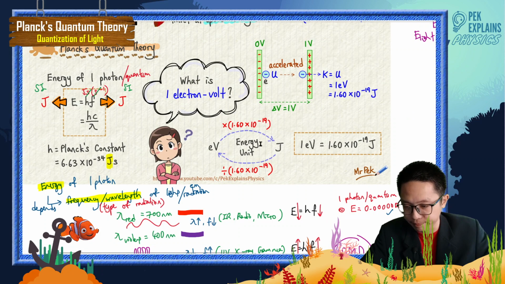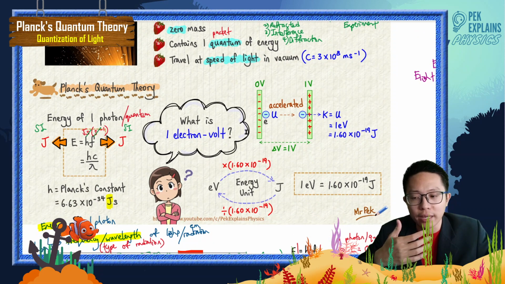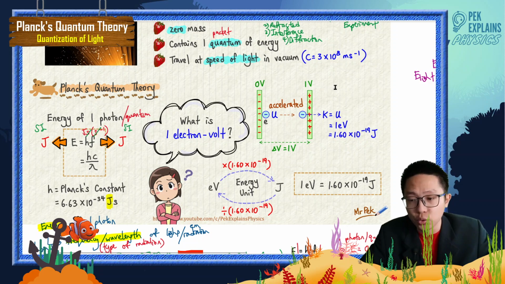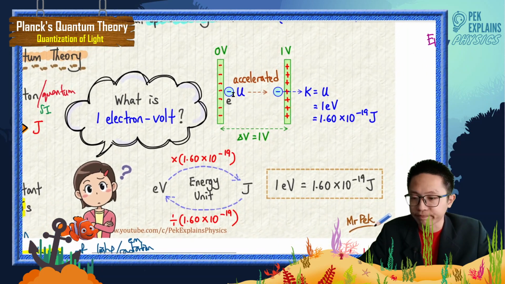Okay, let's look at this one. This is what it means by 1 electron volt. You learned in the first chapter, electrostatics, you have 2 parallel plates, and you have 1 electron, which is actually 1 electron charge. This electron starts from the negative plate. The potential difference between these 2 plates is 1 volt. The negative one is lower potential, the positive one is higher potential.